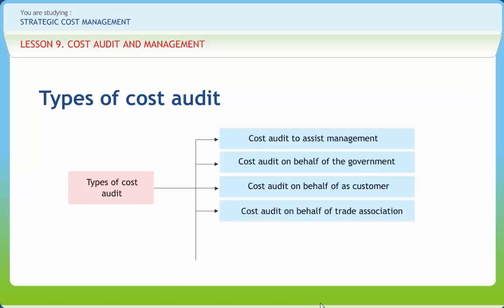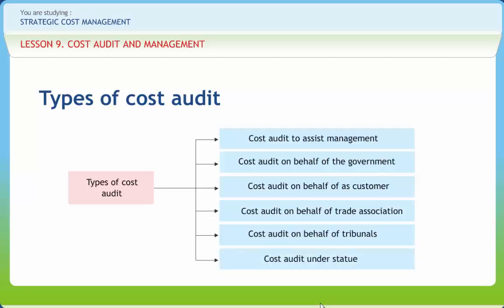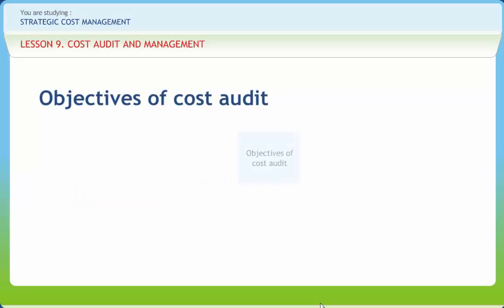Next, cost audit on behalf of trade association. Sometimes a trade association may appoint a cost auditor to conduct cost audit to ascertain comparative profitability of its members and to maintain prices at a certain level so as to prevent undue profiteering. Next, cost audit on behalf of tribunals. Labor tribunals may direct the audit of cost accounts to settle trade disputes for more wages, bonuses, sharing profit. Next, cost audit under statute. The aim of such type of audit is that the government wants to be ascertaining the relationship of costs and prices.